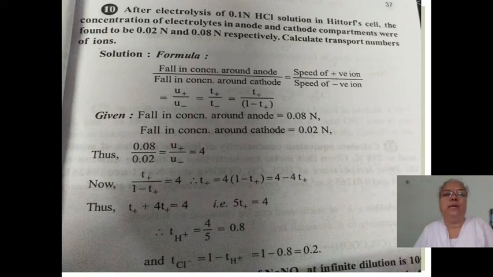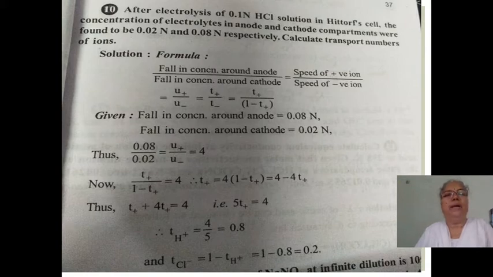That means the determination of transport number, ionic mobility and speed ratio. Then the calculation of ionic product of water, hydrolysis constant, determination of solubility of sparingly soluble salts, etc. You have learned this.